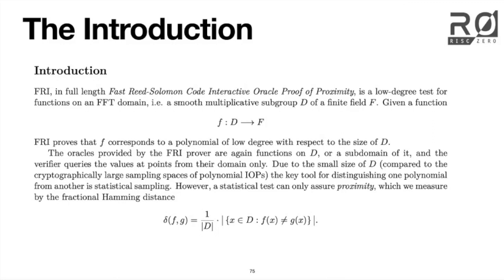The oracles, that's idealized hash function sort of thing, provided by the FRI prover are again, oh, actually, the way I'm using oracles is slightly wrong. Well, it's good enough. The oracles provided by the FRI prover are again functions on D or a subdomain of it, and the verifier queries the values at points from their domain only. Due to the small size of D, the key tool for distinguishing one polynomial from another is statistical sampling. However, a statistical test can only assure proximity, which we measure by the fractional Hamming distance. So again, don't panic.